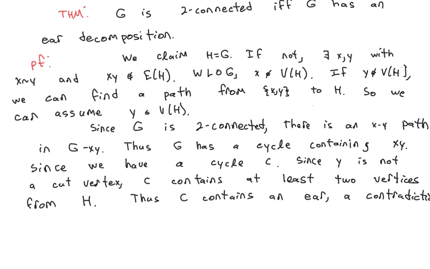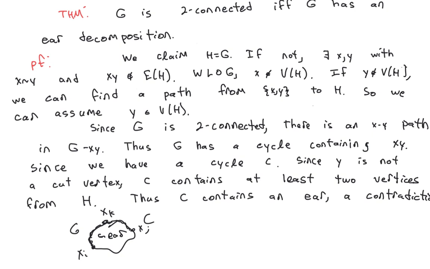And since we now have a cycle, C, and since Y is not a cut vertex because G is two connected, we know C has to contain at least two vertices from the subgraph H. In particular, we've got this cycle C, and we know there's at least two vertices from H. Well then, going along this path, we're going to get out of H for a little bit, and then the first time we get back into H, we've now found an ear that we could add to H, contradicting the choice of H again.